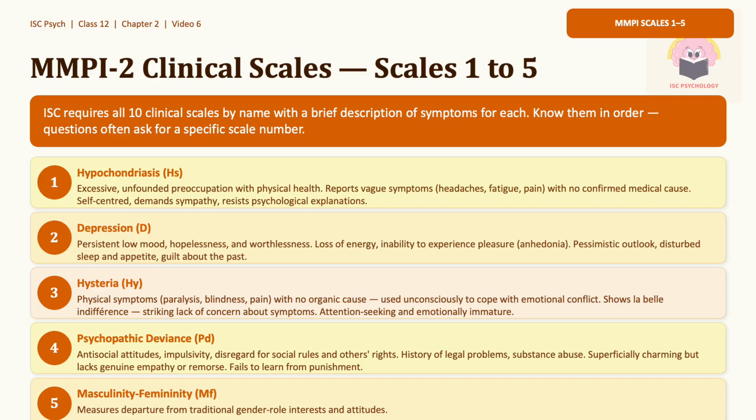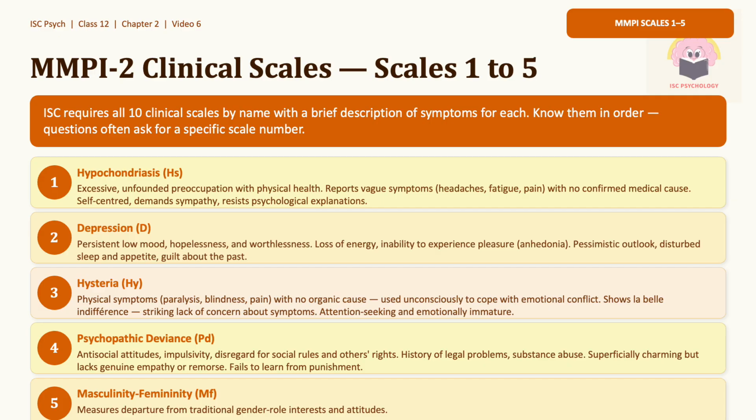A person scoring high on this scale tends to report numerous vague physical complaints, like headaches, fatigue, pain, or digestive problems, that are not adequately explained by any physical illness. They are preoccupied with their body and convinced that something is medically wrong, even when doctors find nothing. They tend to be self-centered, demanding of attention and sympathy, and resistant to psychological explanations for their symptoms.